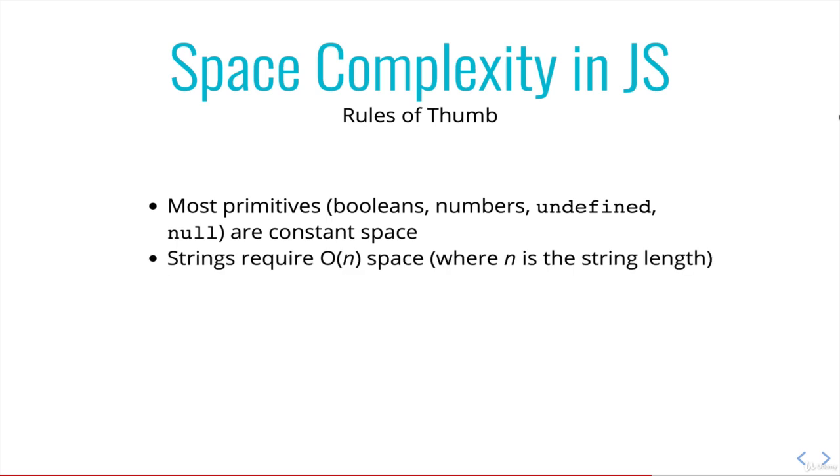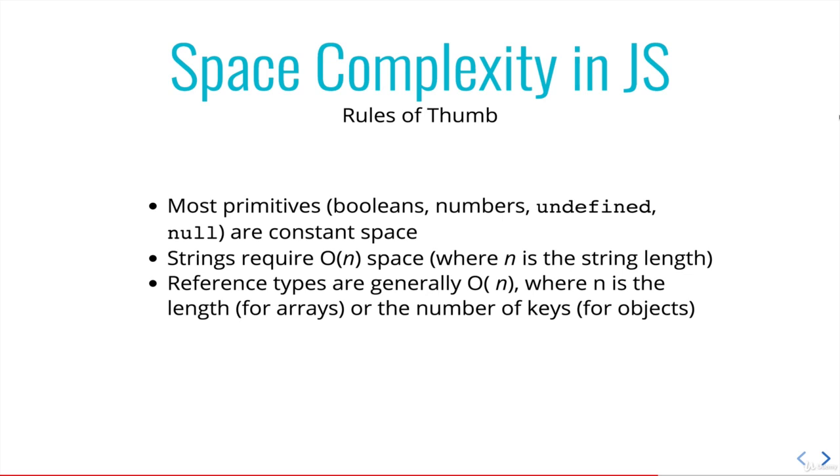Strings are a bit different because they require O of n space. If n is the length of the string, and the input grows to 50 characters, the string takes up 50 times more space than a single character string. Same thing with reference types, arrays and objects. Generally, we're talking about O of n, where n is the length of the array, or the number of keys for an object. So if the length of an array is 4, compared to another one that is 2, it takes up twice as much space as the shorter array.